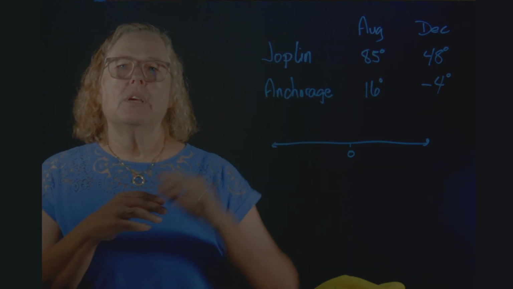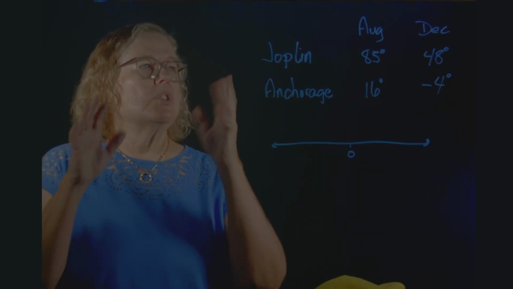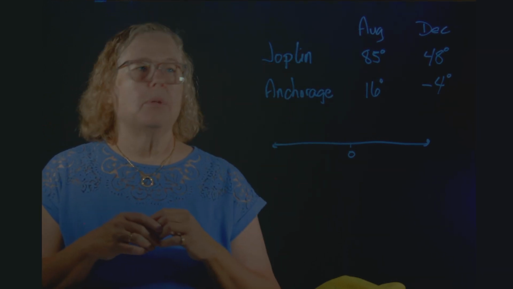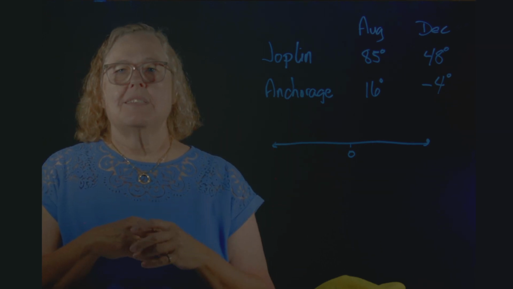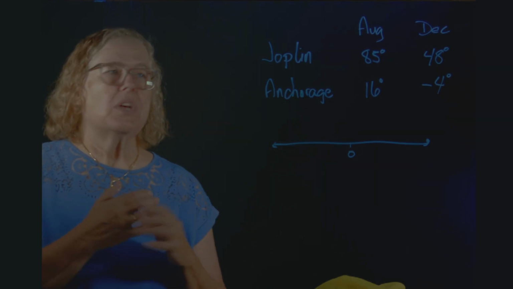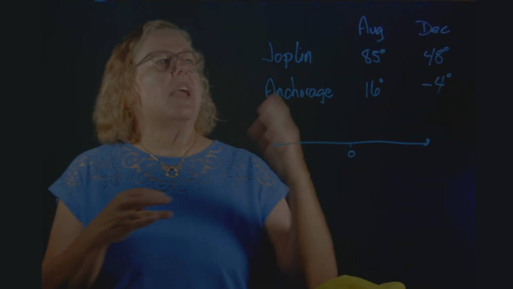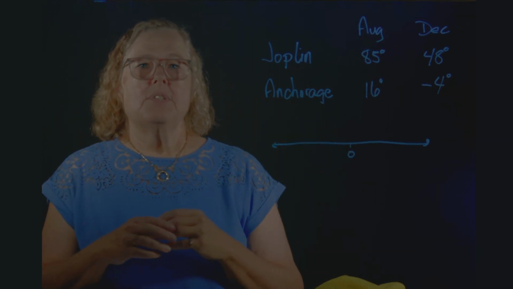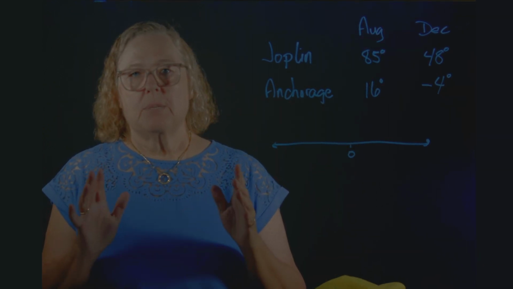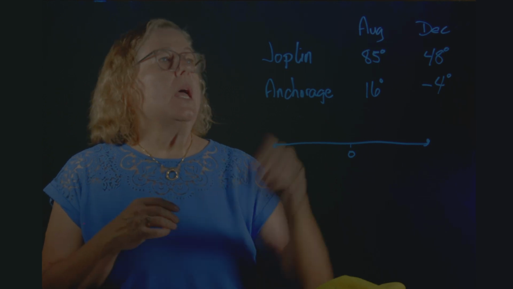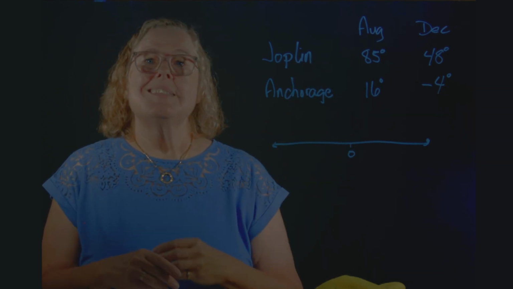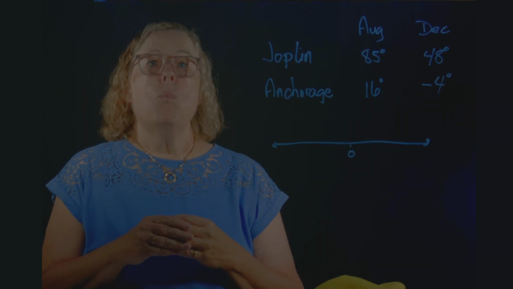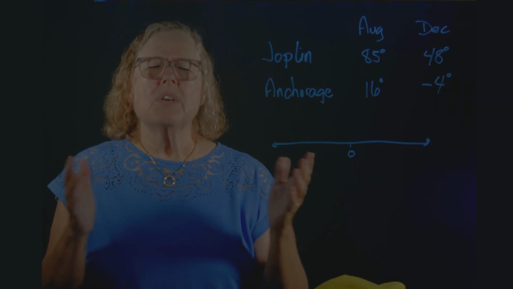So I wrote on my board here some average temperatures, just for 2 months, for Joplin, because I'm in Joplin, Missouri, and Anchorage, Alaska, because I figured that'd give me a little difference there. In August, the average high temperature in Joplin is 85 degrees. This summer it's been much more, trust me. Anyway, in Anchorage, it's 16 degrees. Whoa, that's a huge difference.